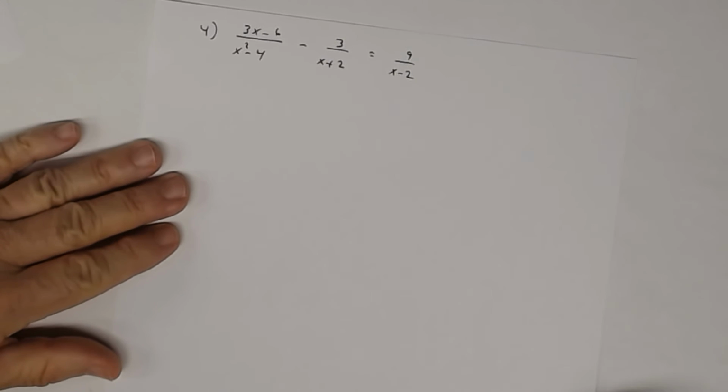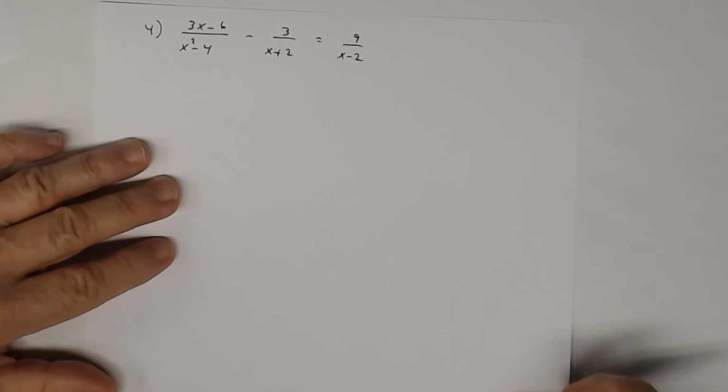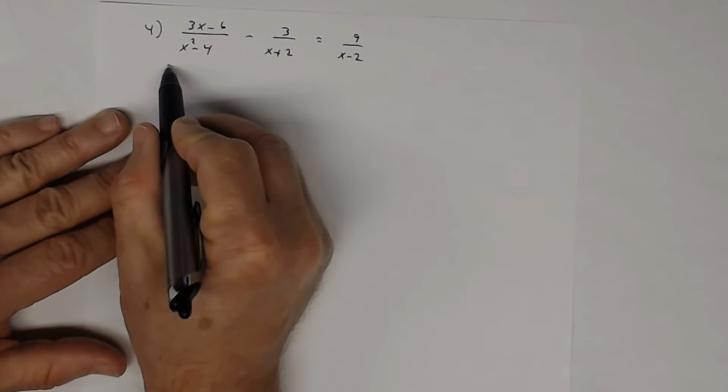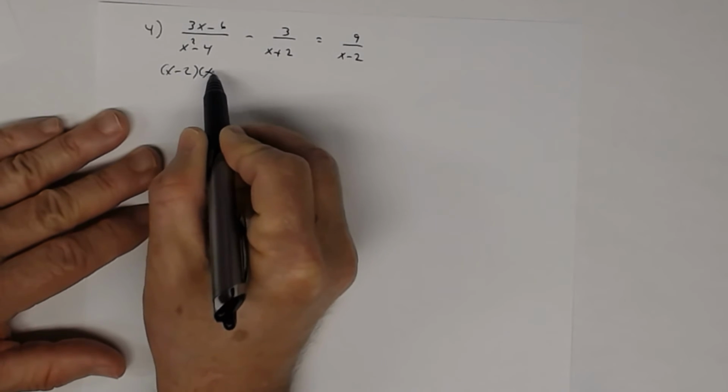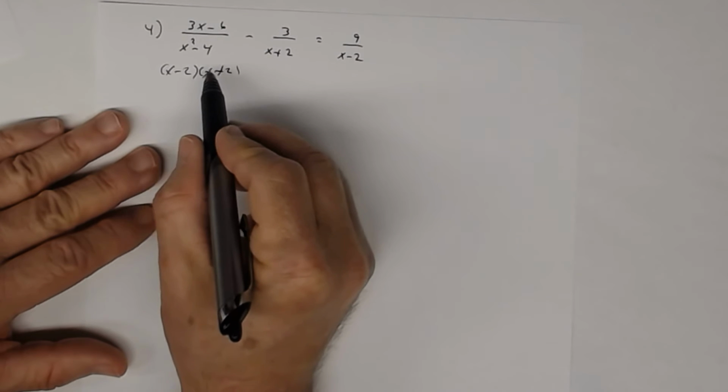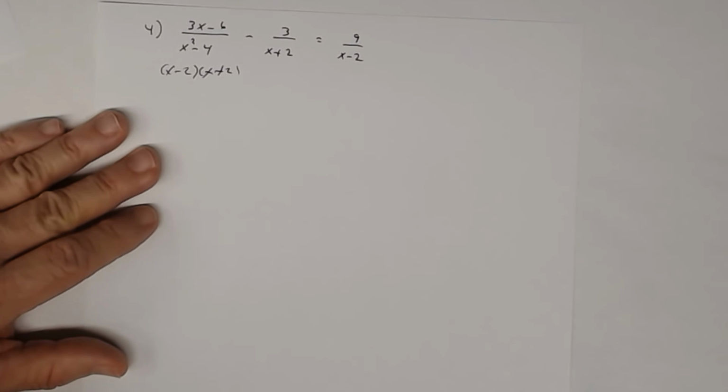Let's look at number 4. So in number 4, I have this equation. All right. So notice this is the difference of two squares, and so we know that we can factor this as x minus 2 times x plus 2. And again, notice that these are the factors of this binomial.